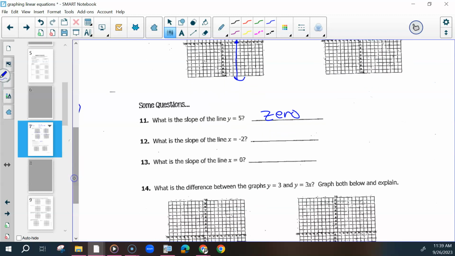What about the slope of x equals -2? That one is undefined. Now this one's a trick question. What is the slope of x equals 0? It's still undefined. They just threw in that 0 to mess you up.